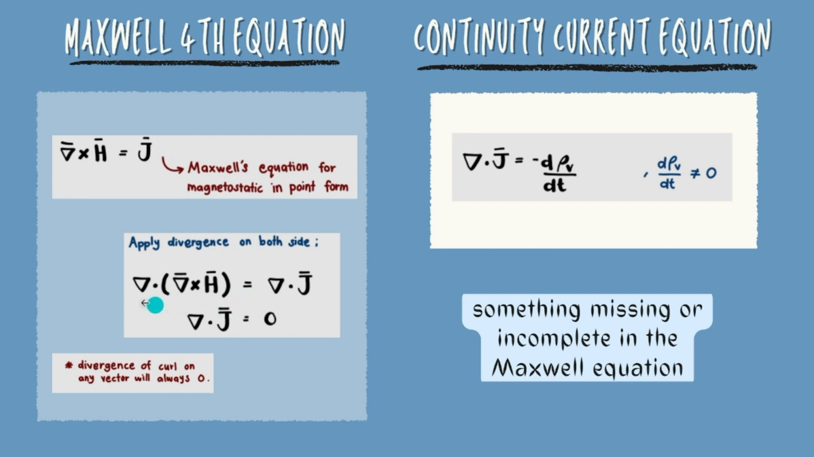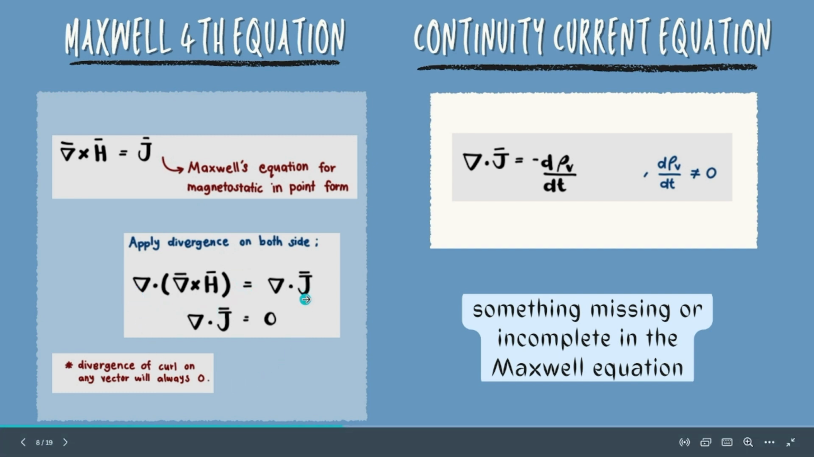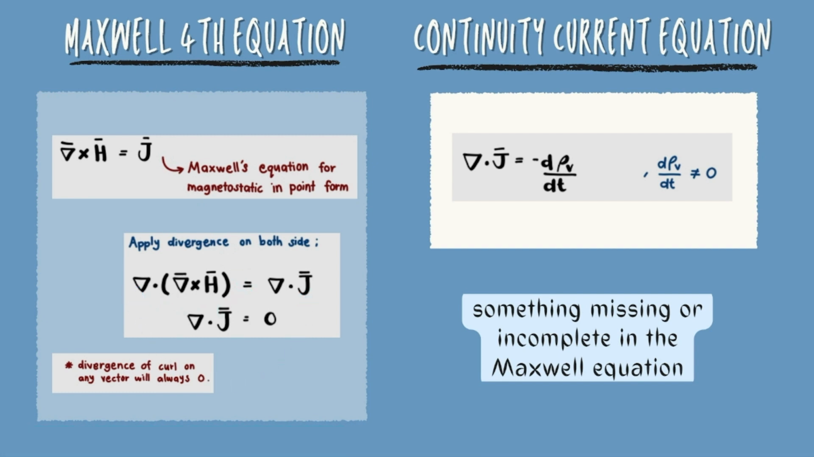And after we apply the divergence to both sides, we can conclude that the divergence of J is equal to 0. But from the continuity current equation, we get the divergence of J is equal to negative dρv over dt, where ρv is the volume charge density, and we know this value is not equal to 0. So this means the first equation has some missing element, or the equation is not complete.